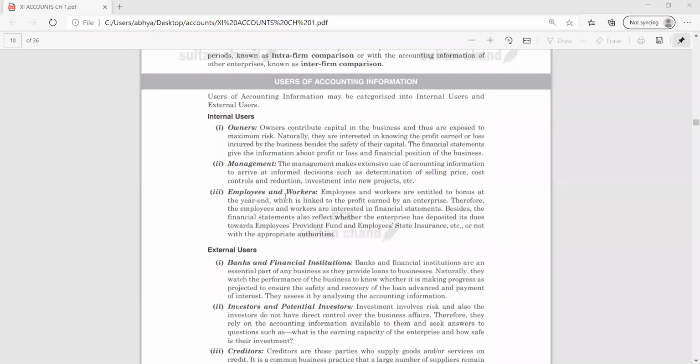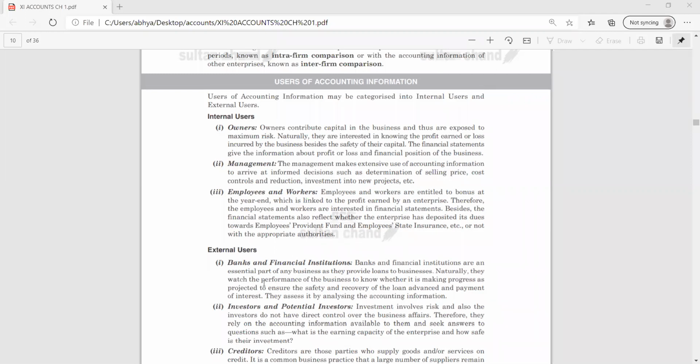Each and every interest group is interested for their own interest. Every party is interested in the books of account, and they have their own criteria. Owners are interested in the safety of the funds and the returns. Management is interested in different types of accounting information. Employees and workers are interested in the bonus and their increments, so they are interested in the profitability of the business.